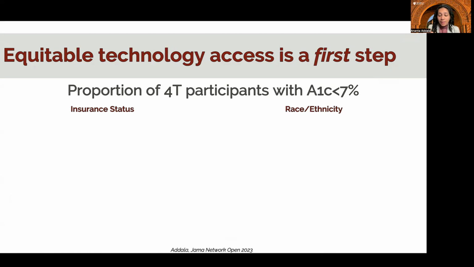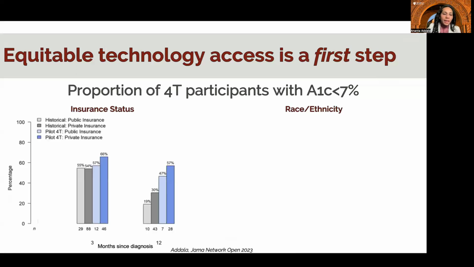And in the pilot study, what we wanted to look at was what proportion of our participants were under an A1C of 7%. Now, in some countries, that's not that big of a deal, but in America, it certainly is, because oftentimes our average is above that. But it gets at this concept that equitable technology access is a first, but not the only step. And we looked at our cohort by insurance status, again a proxy for socioeconomic status, and then race and ethnicity as a proxy for racism. And I'm going to orient you to this graph.